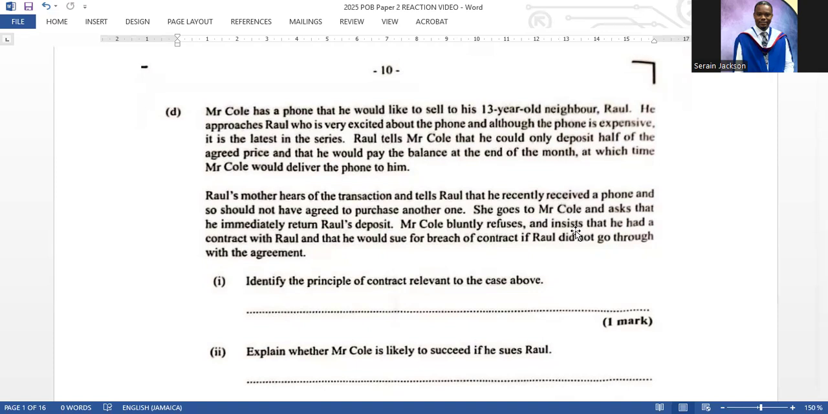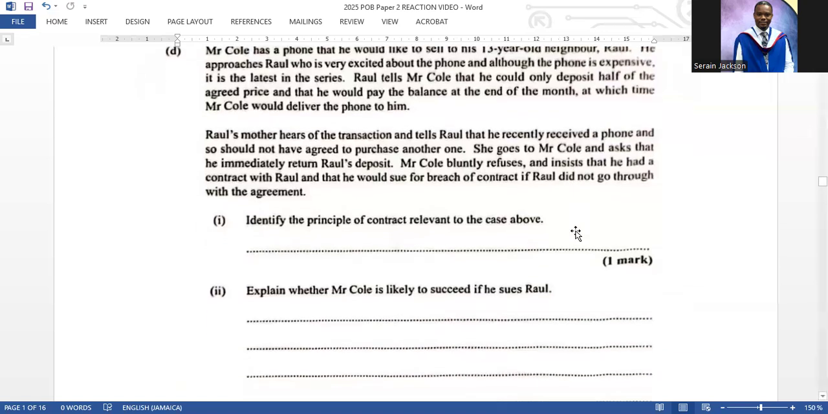So Mr. Cole has a phone that he would like to sell to his 13-year-old neighbor, Raul. He approaches Raul, who is very excited about the phone, and although the phone is expensive, it is the latest in the series. Raul tells Mr. Cole that he could only deposit half of the agreed price and that he would pay the balance at the end of the month, at which time Mr. Cole could deliver the phone to him. Raul's mother hears of the transaction and tells Raul that he recently received a phone, and so he should not agree to purchase another one. So she goes to Mr. Cole and asks that he immediately return Raul's deposit. Mr. Cole bluntly refuses and insists that he had a contract with Raul and that he would sue for breach of contract if Raul did not go through with the agreement.